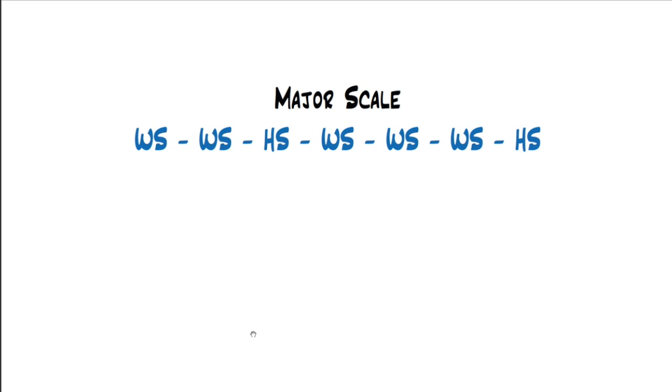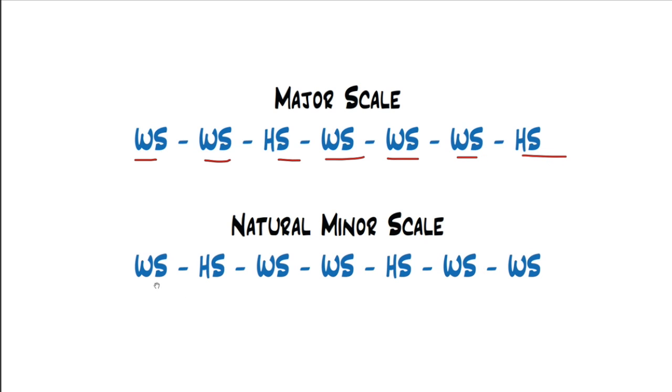The major scale, as you know, we've gone over this multiple times, to build is whole step, half step, whole step, half step. A natural minor scale, like I just mentioned, is whole step, half step, whole step, half step, whole step, whole step. Well, the natural minor scale is just rearranging the steps from the major scale.